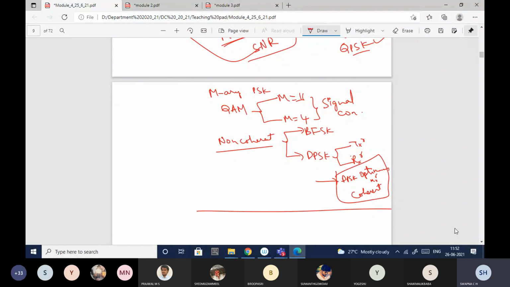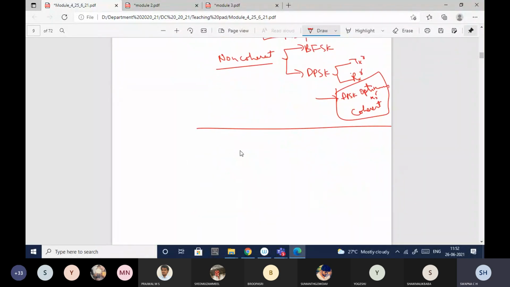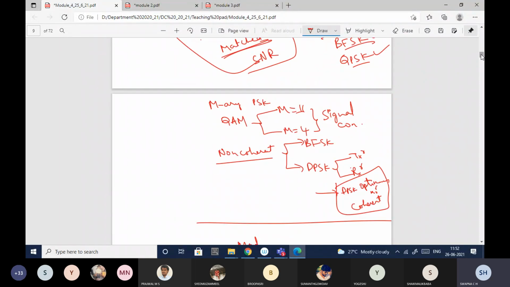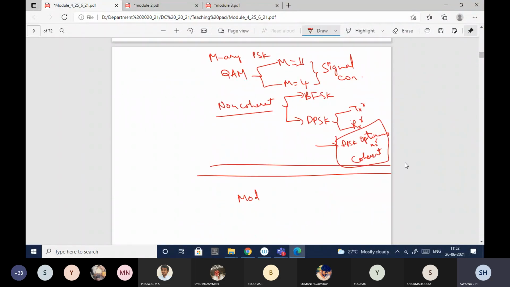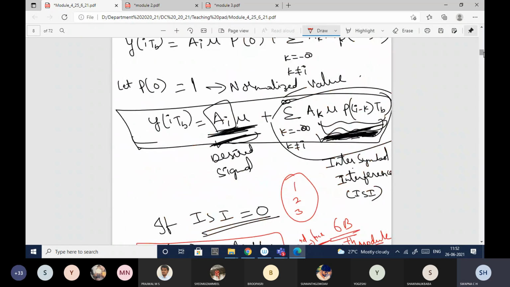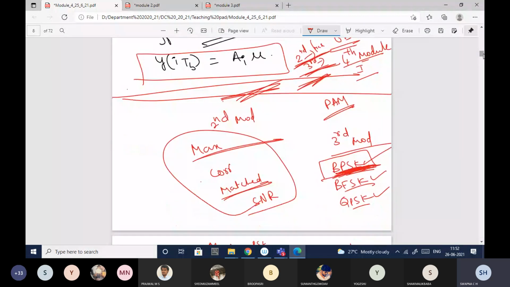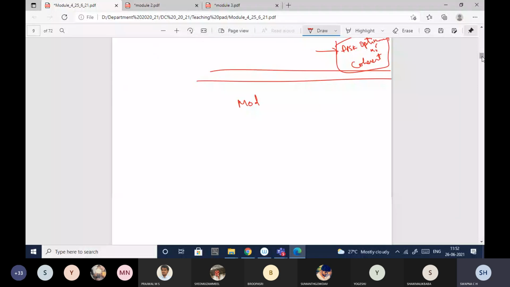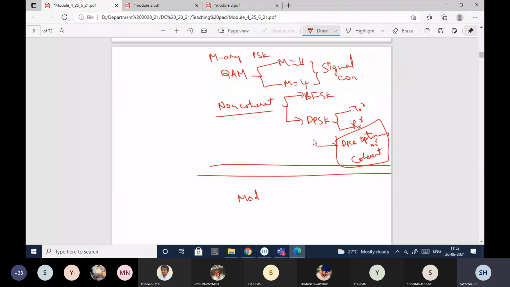Coherent detection, everything means the same. This is all in your module 3. For 2015 and 2017, it is only this much, from the maximum likelihood receiver derivation until the non-coherent detection schemes. Now coming to module 4. In module 4, you have hardly only two topics.